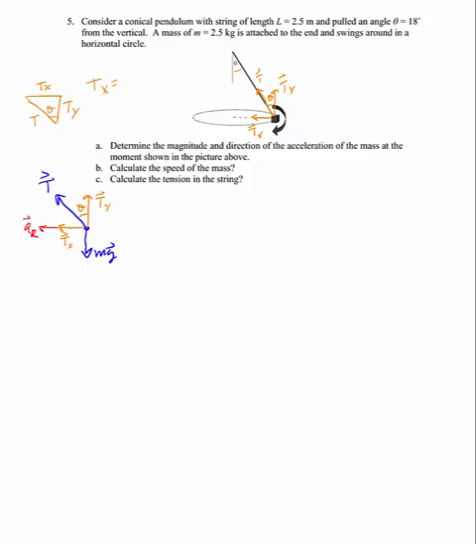So Tx is T sine theta, and Ty is T cosine theta. So choosing my positive direction in the direction of acceleration, and the positive y perpendicular to that, I can see with F equals ma, I get the following equations.